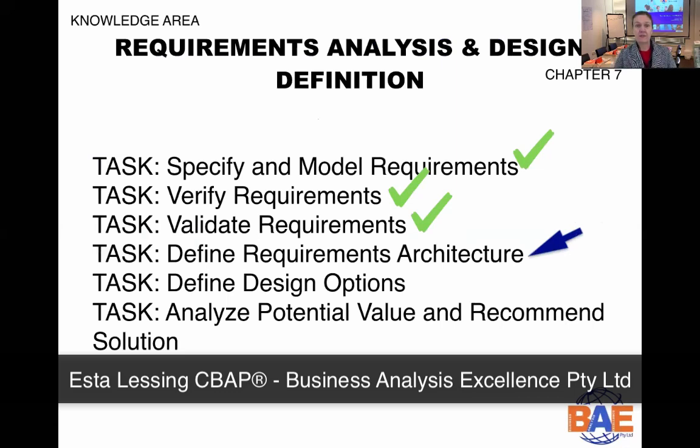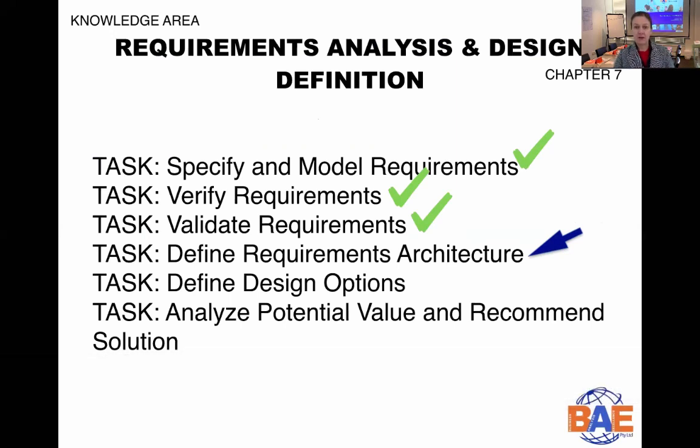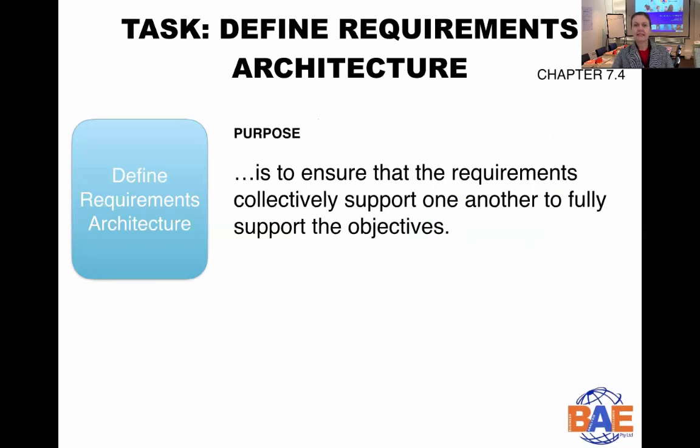So the next 3 tasks that we'll consider for this knowledge area are define requirements architecture, define design options, and analyze potential value and recommend a solution. So if we start with define requirements architecture, let's have a look at the BABOK's definition of the purpose for this particular task. According to the BABOK, this is to ensure that the requirements collectively support one another to fully support the objectives.